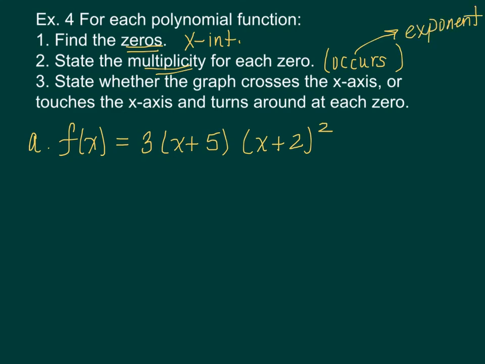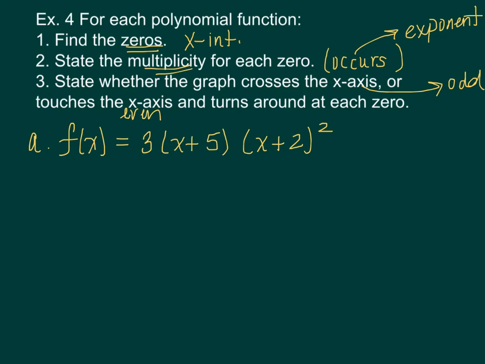And then 3, we're going to state whether the graph crosses the x-axis or touches the x-axis and turns around. So we call that a touch and turn. It only crosses the x-axis if the multiplicity is odd. And if the multiplicity is even, it does a touch and turn.